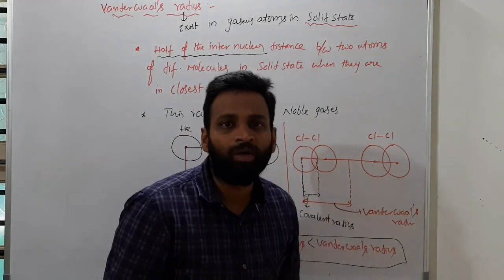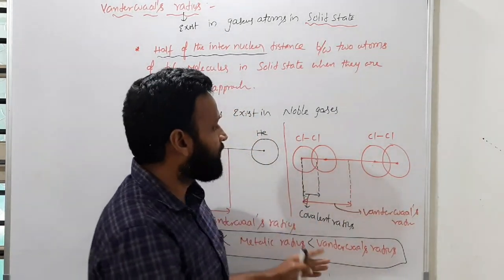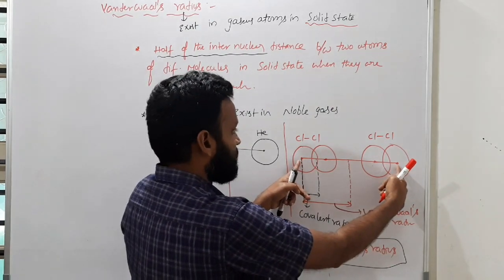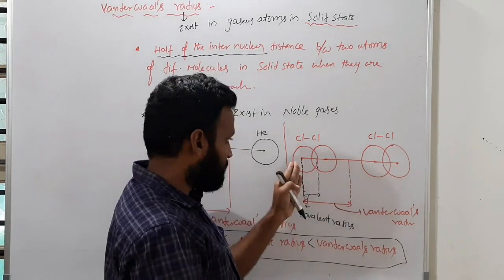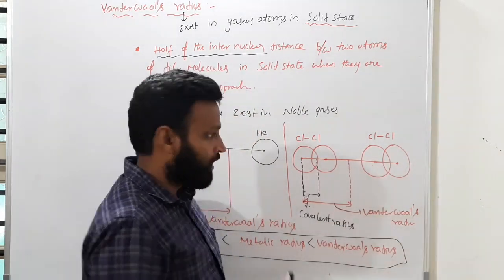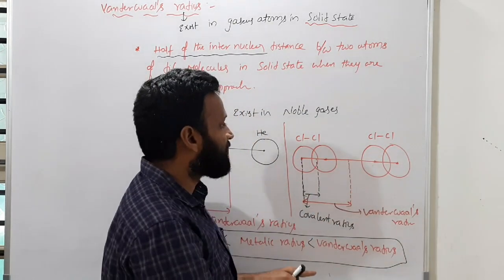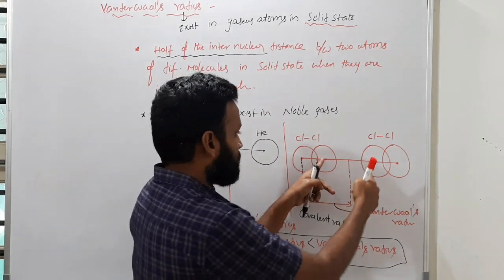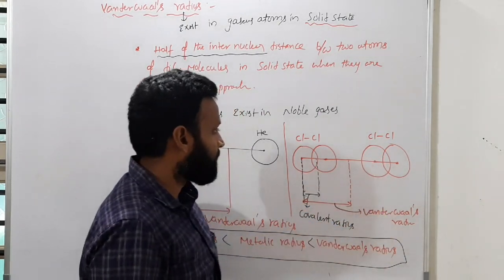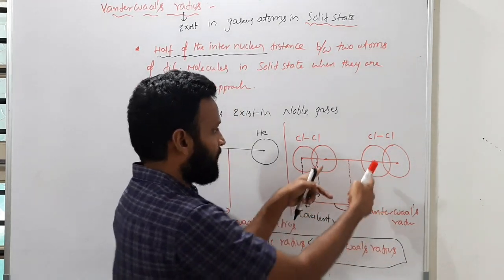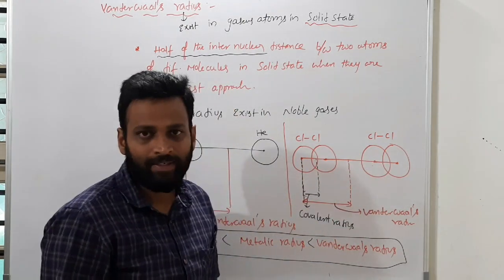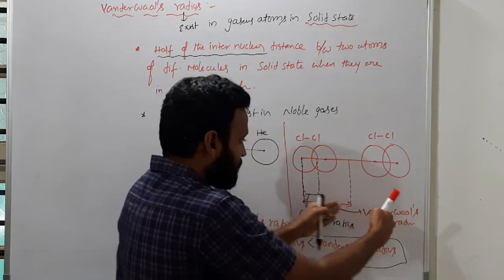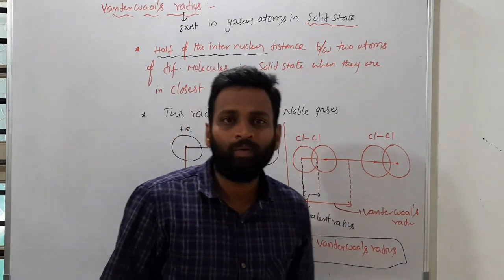Between two different chlorine molecules, this is the internuclear distance you have to consider, from this chlorine molecule to that chlorine molecule. So half of the internuclear distance you can call it like that, or from here to here like this. You can consider, not a problem. Here both will be the same, between two nuclei or between this. So this half of the internuclear distance is what we call van der Waals radius.